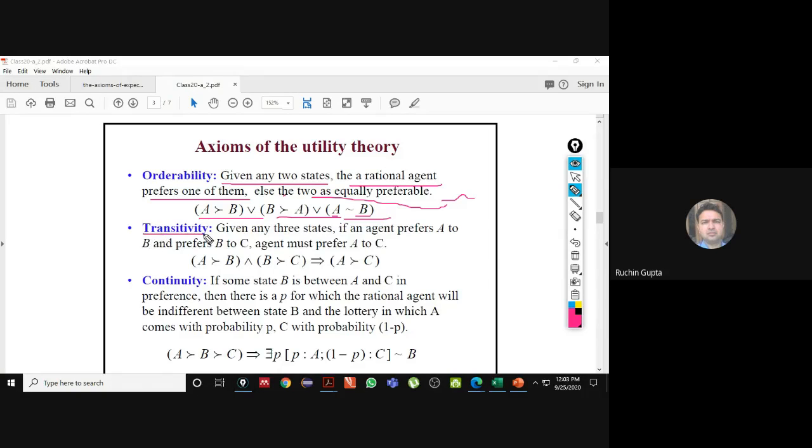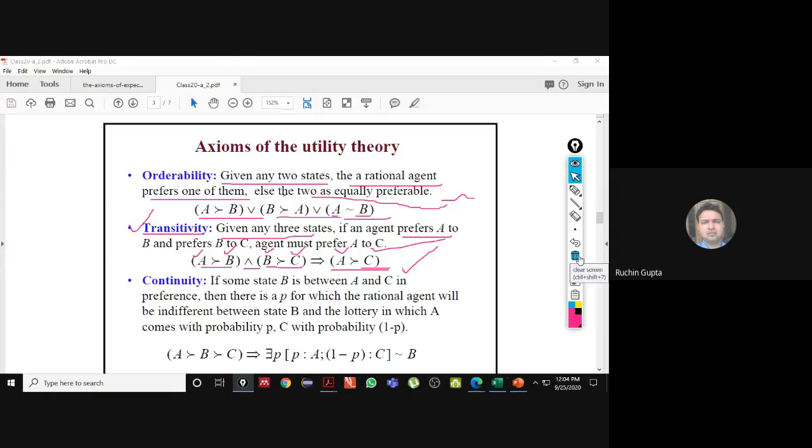Now, what is this transitivity rule? If there are three states and we say that the agent prefers A to B, and at the same time the agent prefers B to C, it implies that the agent will prefer A to C. So if the expected value of A is greater than the expected value of B, and the expected value of B is greater than the expected value of C, then it implies that the expected value of A will be greater than the expected value of C. So in that case, the agent will definitely prefer A to C, right? So this rule is known as the transitivity rule.